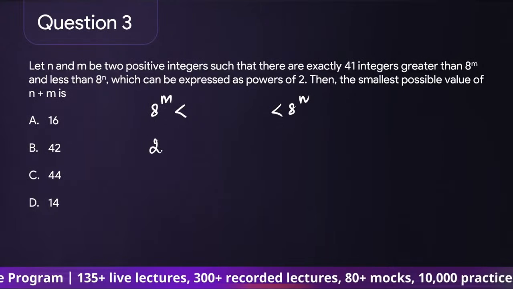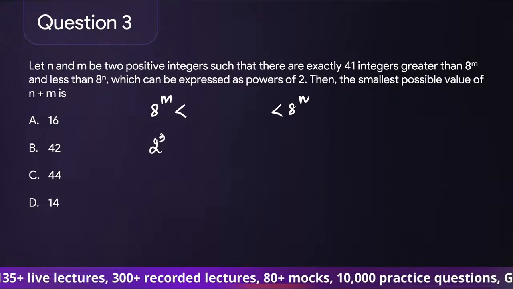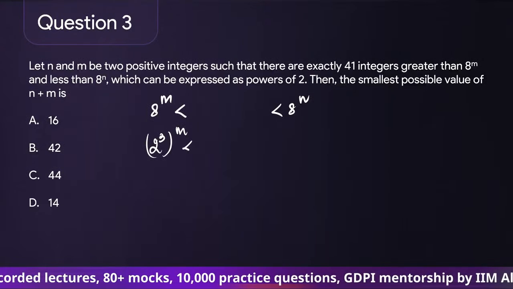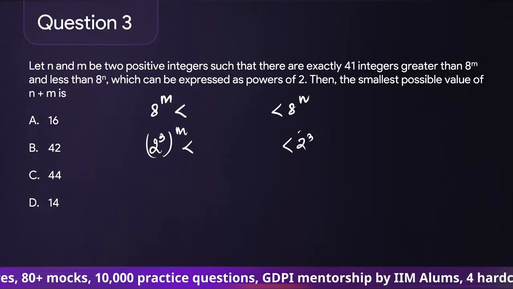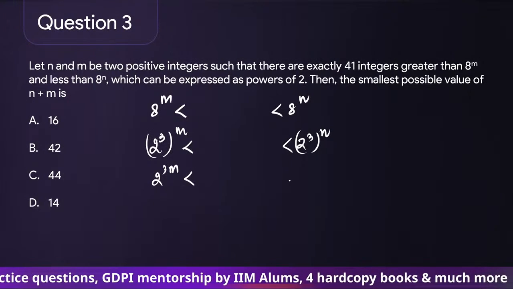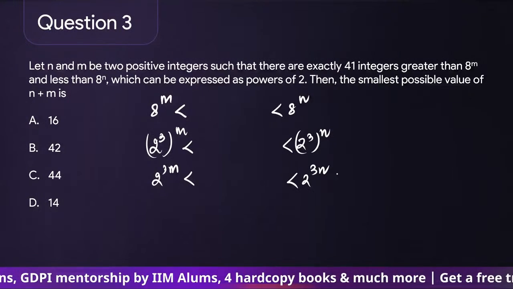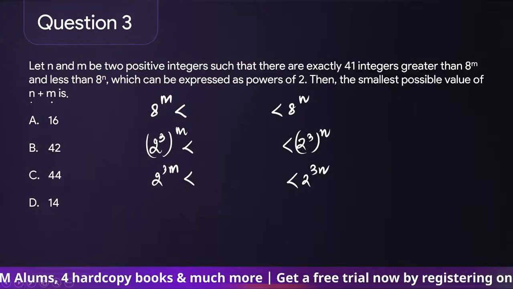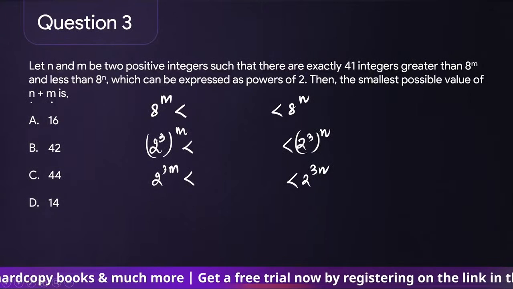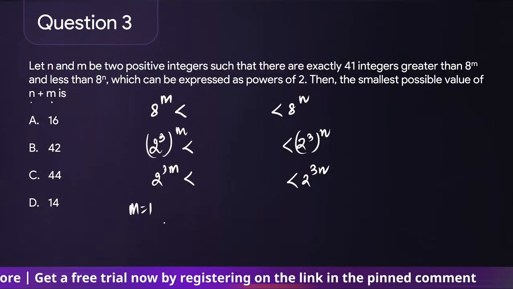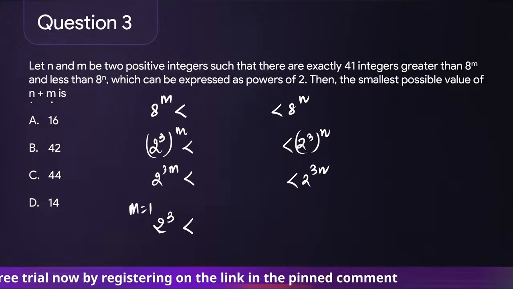Now 8 can be written as 2 cube. So this is 2 cube to the power m and this is 2 cube to the power n. So this becomes 2 to the power 3m and this becomes 2 to the power 3n. Now we need the smallest possible value of n and m. This is only going to be possible if n and m are smallest. So we can take m is equal to 1 so that we have 2 cube here.